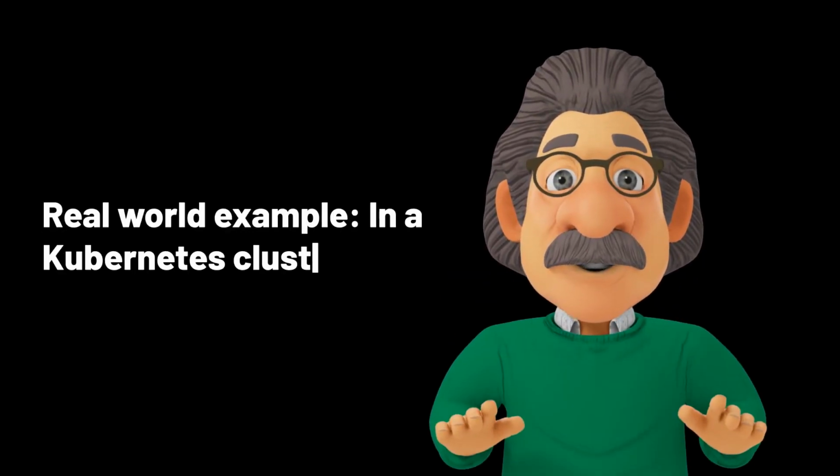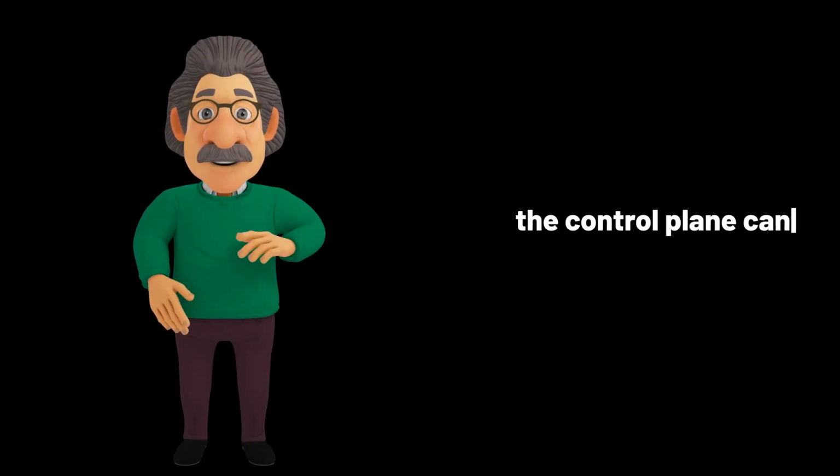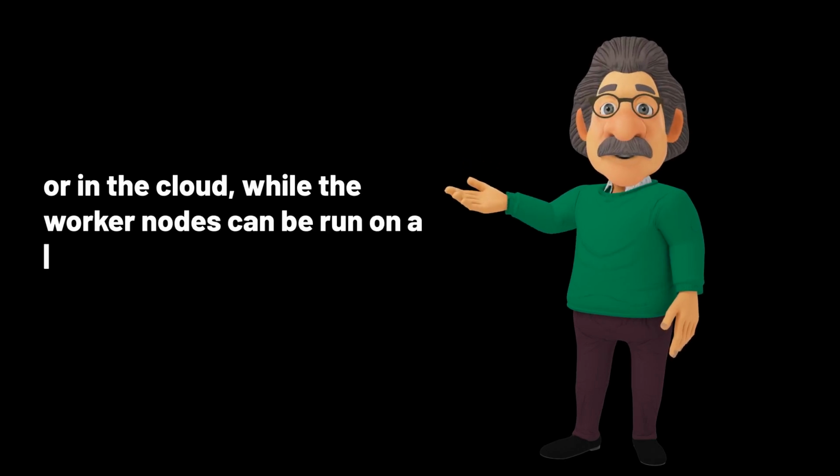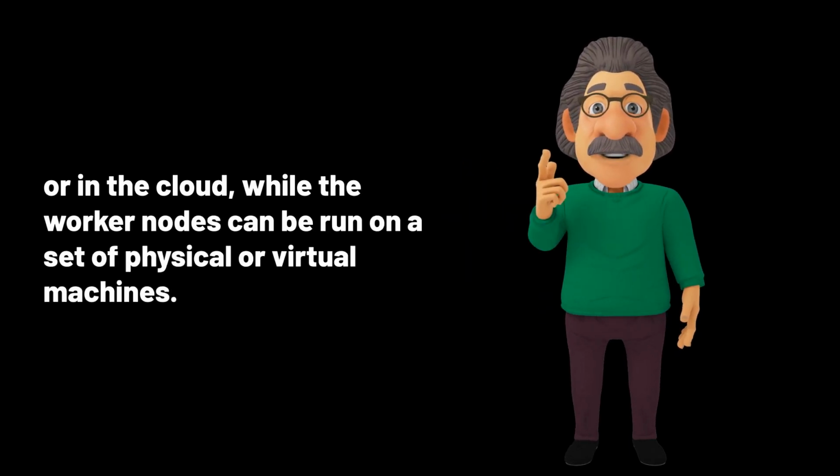Real-world example: in a Kubernetes cluster, the control plane can be run on a set of dedicated servers or in the cloud, while the worker nodes can be run on a set of physical or virtual machines.